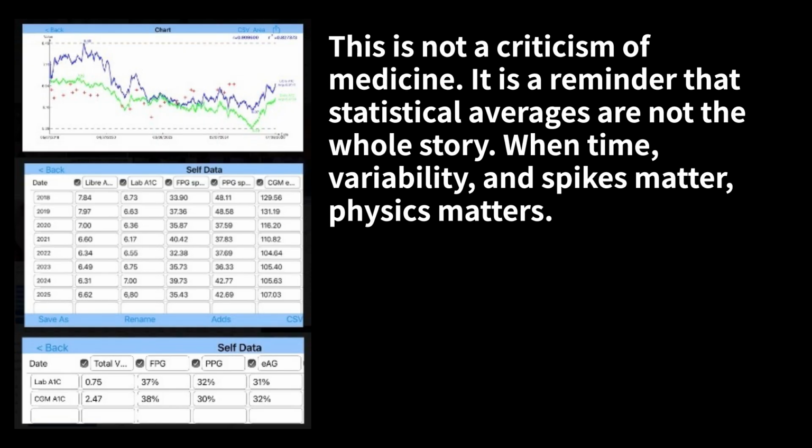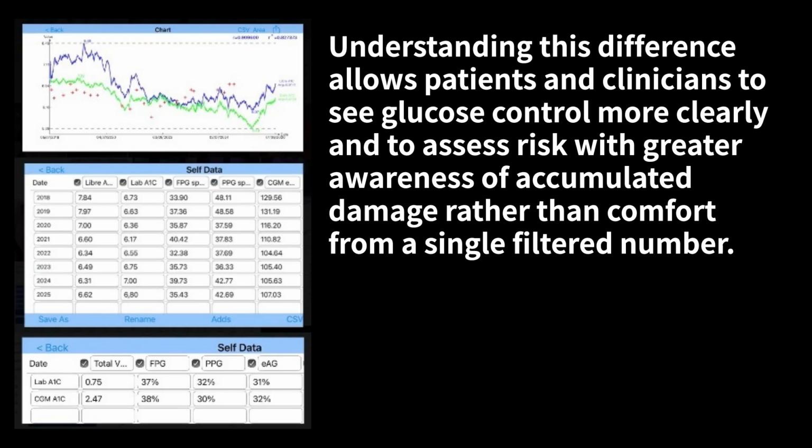This is not a criticism of medicine. It is a reminder that statistical averages are not the whole story. When time, variability, and spikes matter, physics matters. Understanding this difference allows patients and clinicians to see glucose control more clearly, and to assess risk with greater awareness of accumulated damage, rather than comfort from a single filtered number.